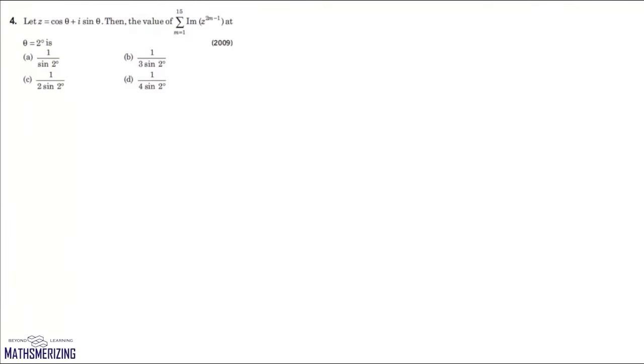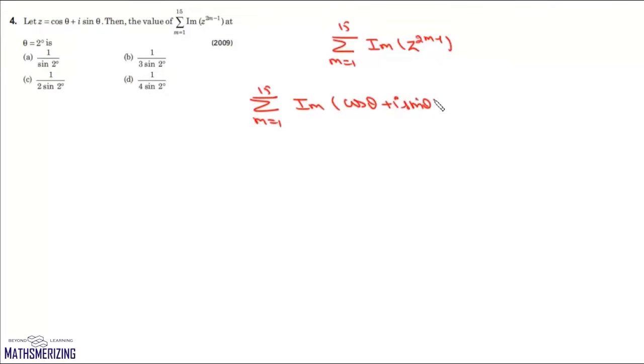Now let us take another question. And the question is, let z equals cos theta plus iota sine theta. Then the value of summation m varies from 1 to 15 imaginary part of z to the power 2m minus 1. So we can write this as summation m varies from 1 to 15 imaginary part of cos theta plus iota sine theta to the power 2m minus 1.